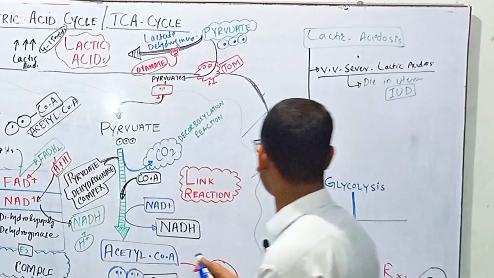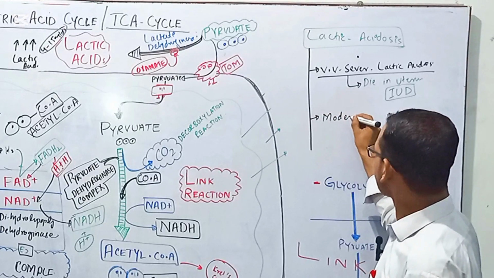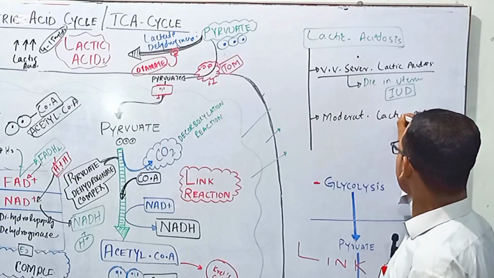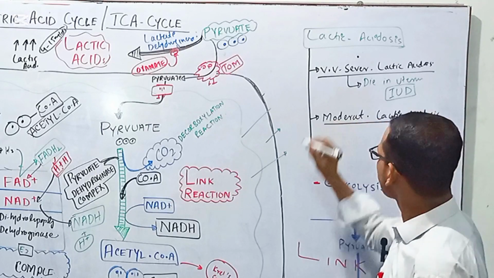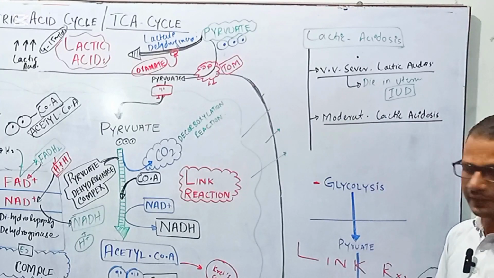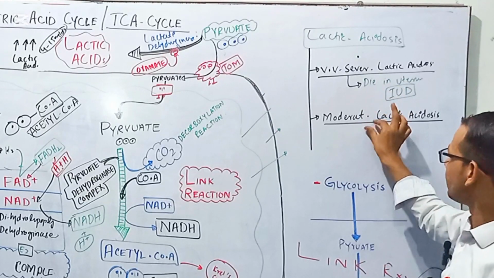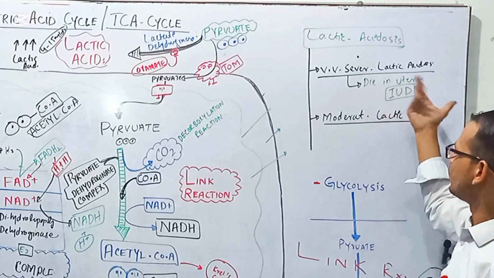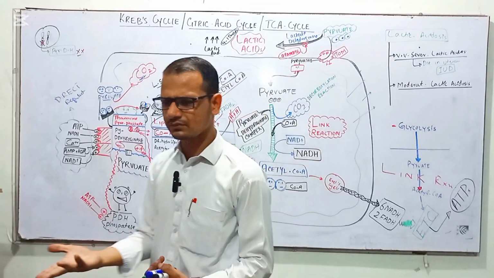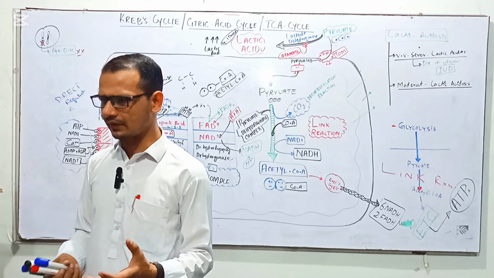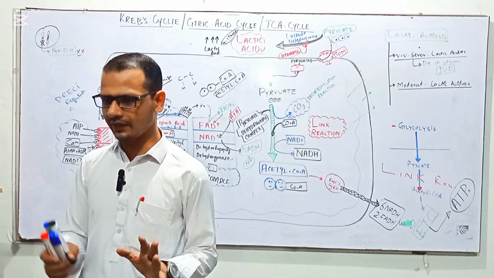The second type is moderate lactic acidosis, right? Moderate lactic acidosis is more complex than this. For example, if the baby dies in the uterus, you will just deliver the dead baby and this is the end, right?